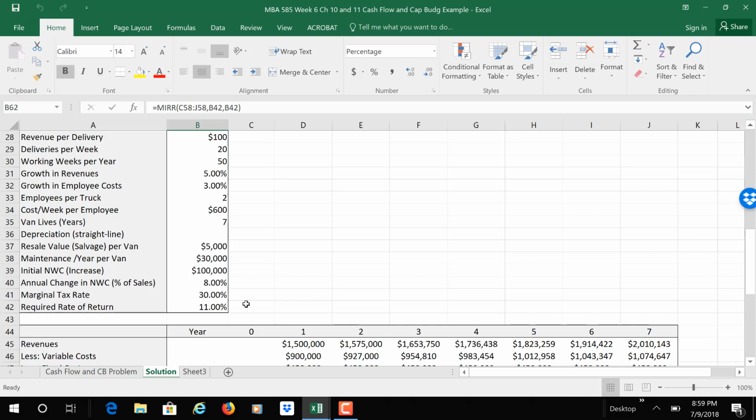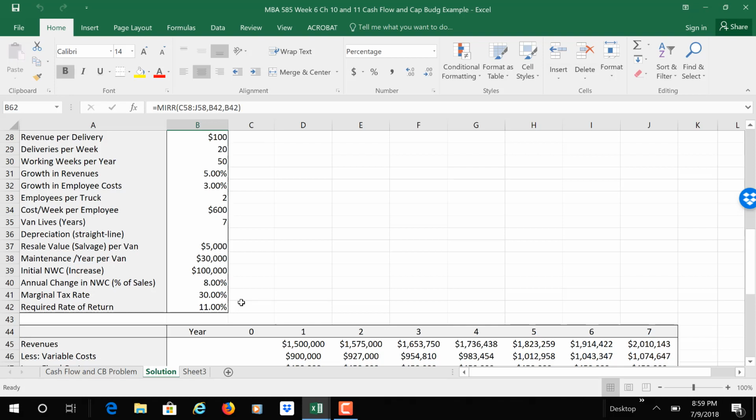We have a 7-year project. We have a required rate of return, or a weighted average cost of capital, if you will. And we have the initial investments and changes in net working capital. All of these items should be familiar to you. The difficulty is putting them together in the proper format and making sense of them all. So what we're going to do here is start with cash flows, and we're going to begin with year zero cash flows.